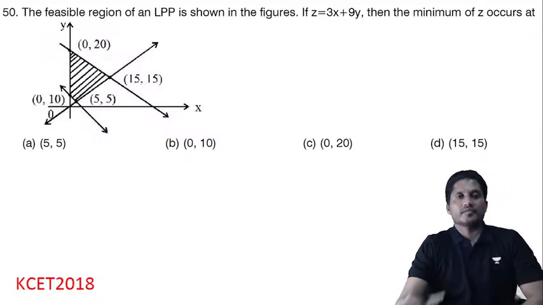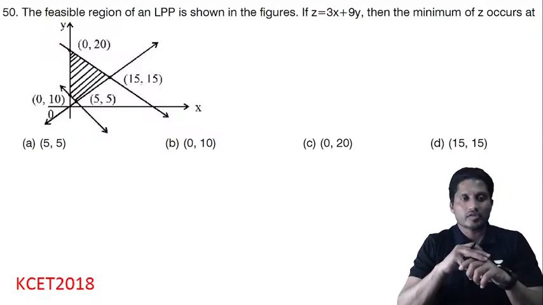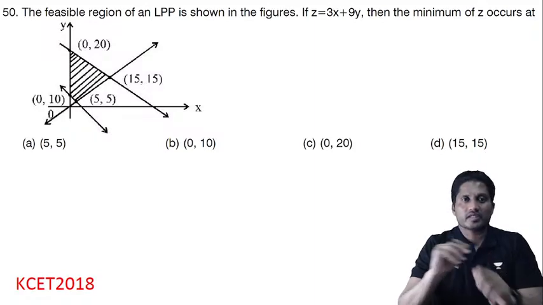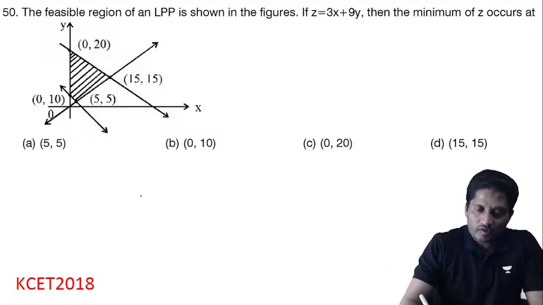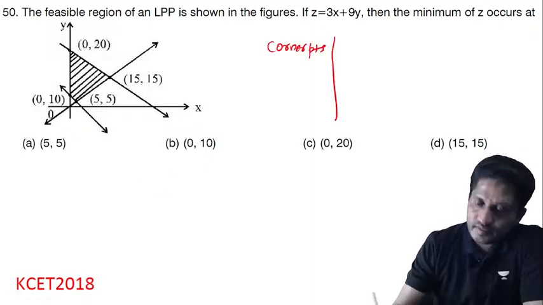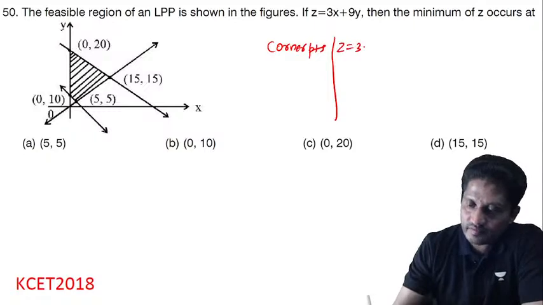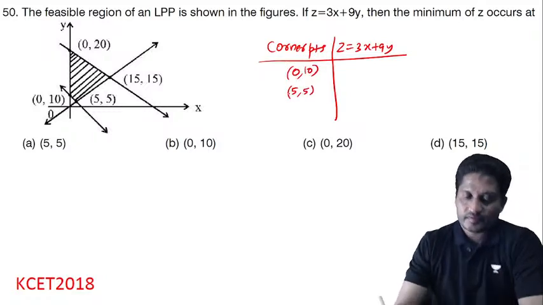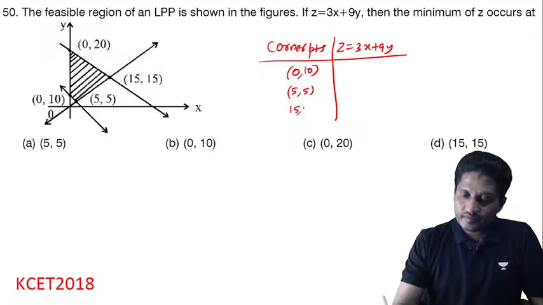Okay, now the feasible region of an LP in the figure, z is equal to 3x plus 9y. Then the value of z occurs at... So these are the corner points, right? Corner points are 0, 10, 5, 5, 15, 15, and 0, 20.